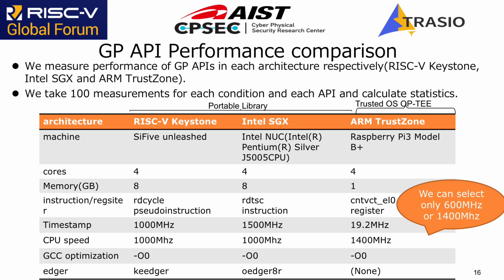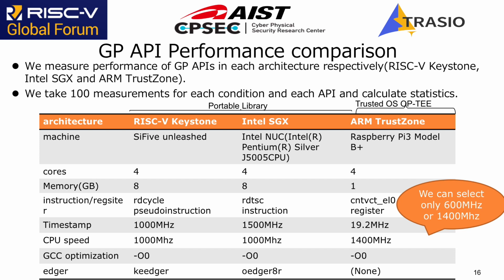So far, we explained the GPAPI introduction and implementation for multiple CPU architectures, namely RISC-V Keystone, Intel SGX, and ARM TrustZone. We measured the GPAPI performance to compare between the three. The slide shows the conditions of performance measurement for GPAPI. GPAPI in RISC-V Keystone and Intel SGX are portable libraries we newly implemented, and we use OP-TEE in ARM TrustZone. In RISC-V Keystone, we use the SiFive Unleashed board. In Intel SGX, we used an Intel NUC machine, and in ARM TrustZone, Raspberry Pi 3 Model B+.